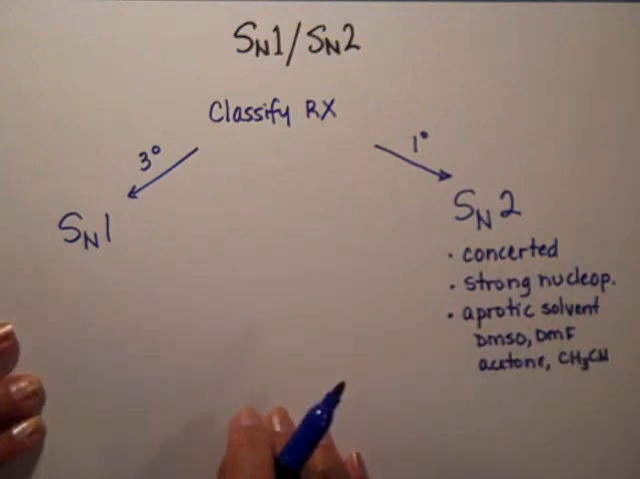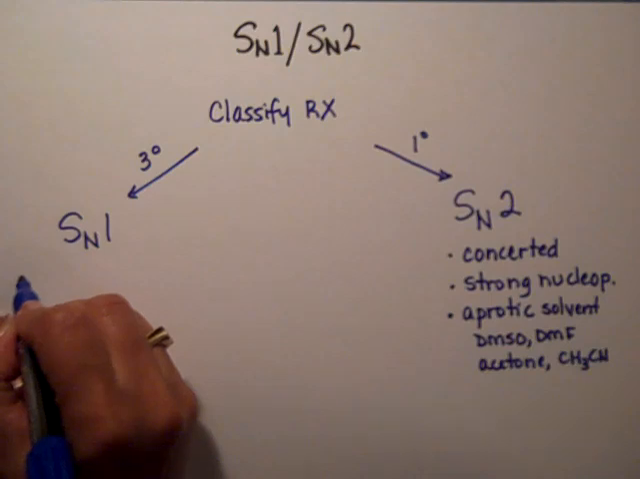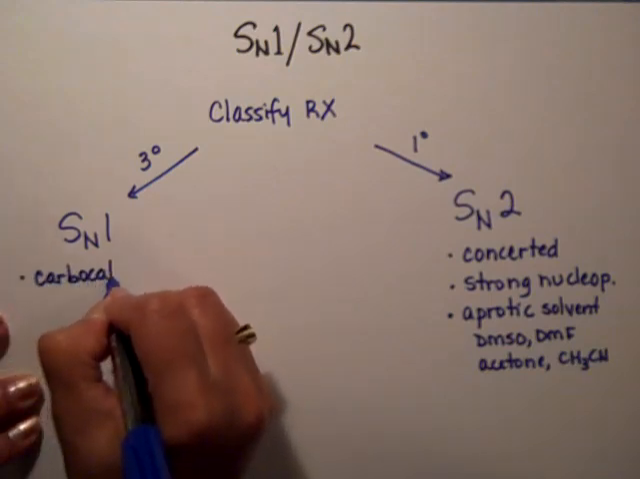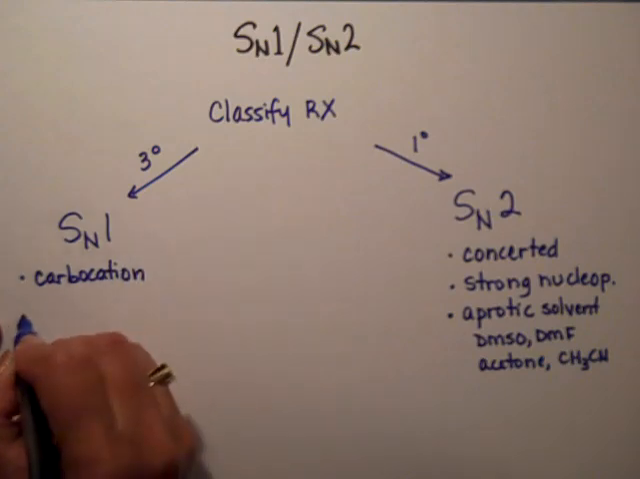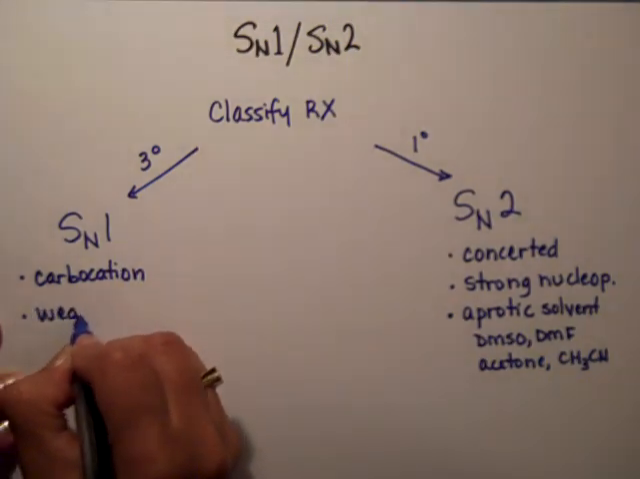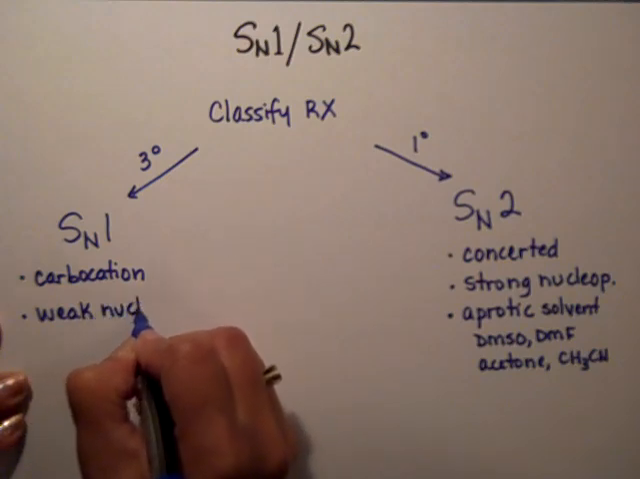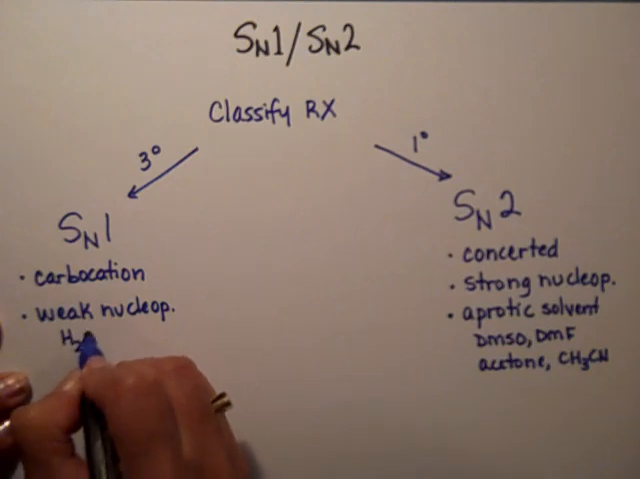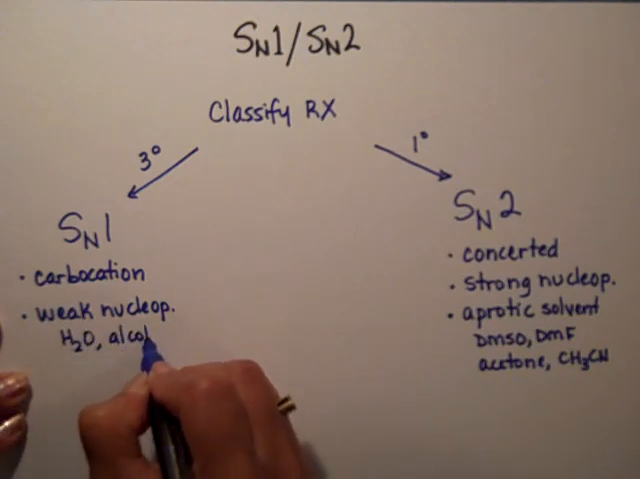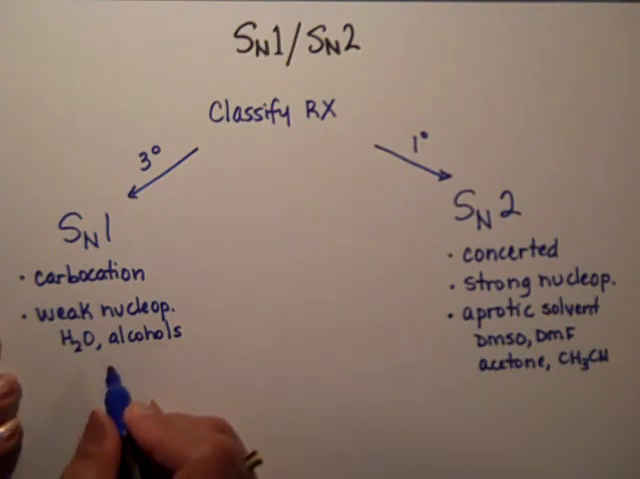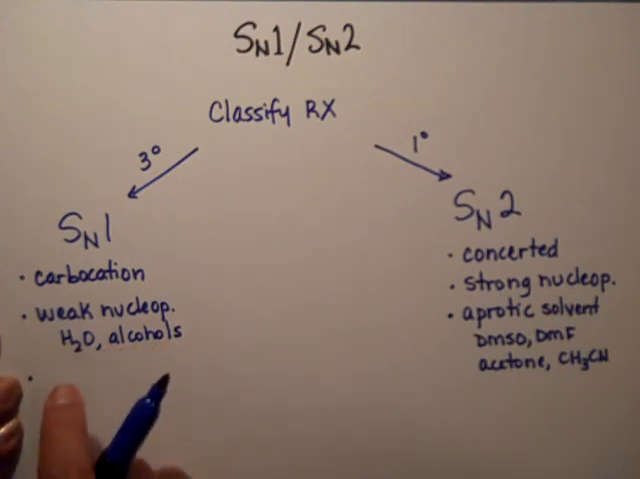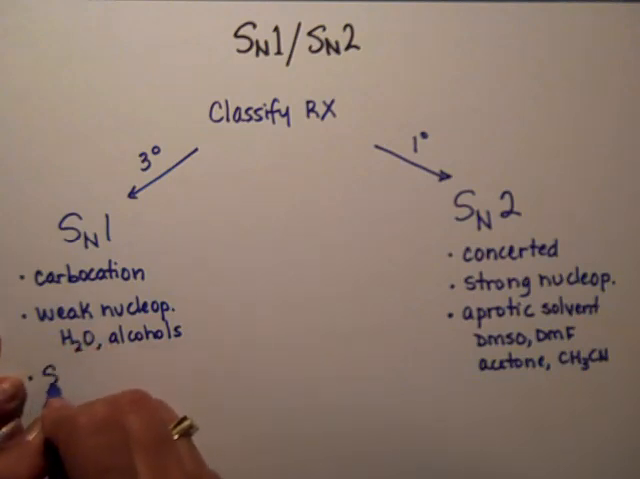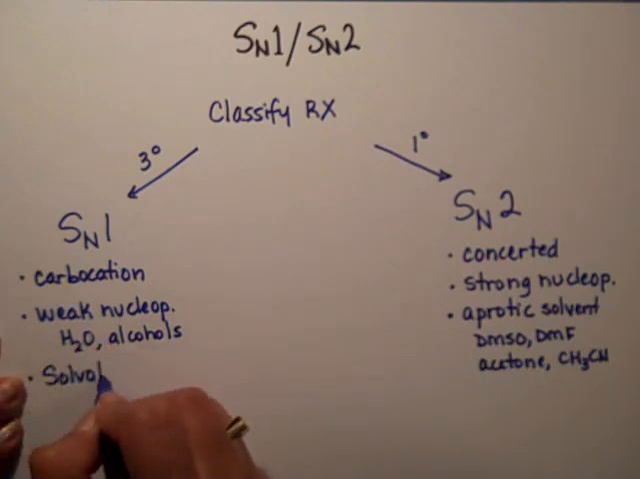In terms of the SN1 reaction, what do we know about the SN1 reaction? Well, we know it's a carbocation mechanism. We know that the nucleophile can be a weak nucleophile. Our weak nucleophiles are going to be water and alcohols. And we also know that we use water and alcohols as a solvent, so your nucleophile is your solvent, and that's why this reaction is called solvolysis.